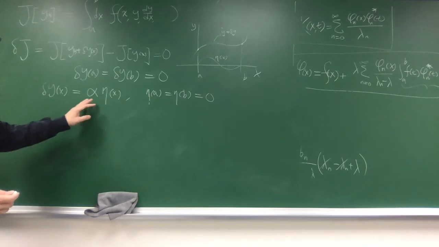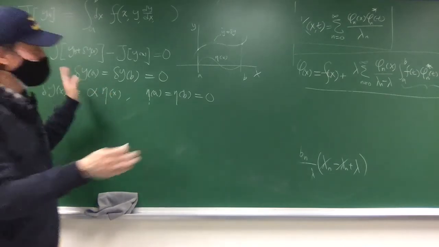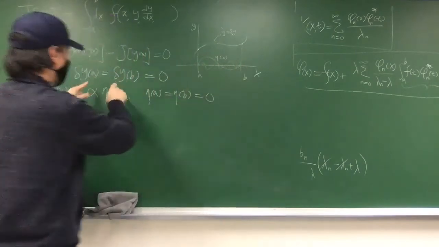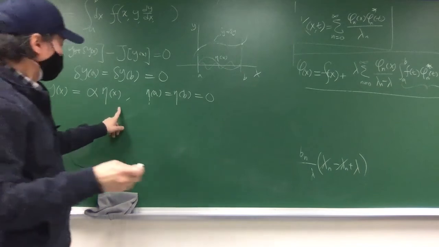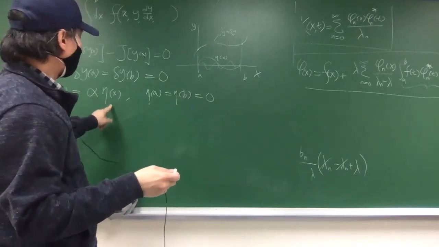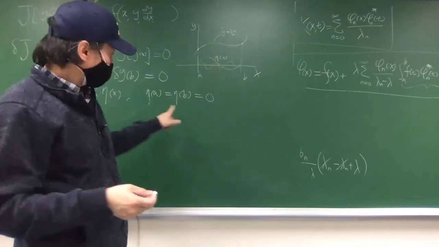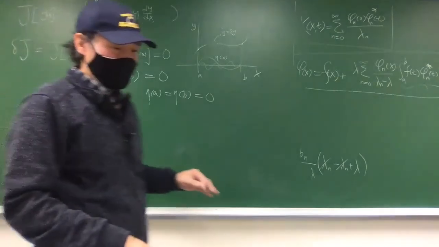But then you argue that eta is chosen arbitrarily. You can choose whatever you want, so either this eta or this eta, as long as it satisfies this condition, that doesn't matter. The equation derived from this process is actually independent of eta. As long as you satisfy the boundary condition, you get exactly the same equation. So that doesn't matter. Okay.